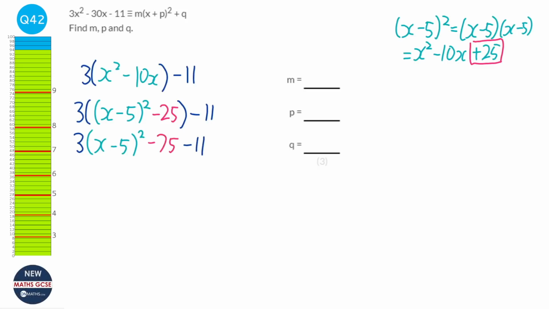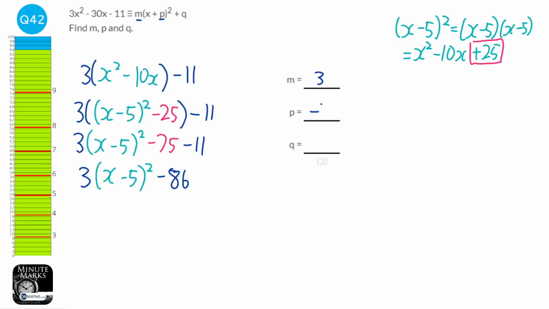Okay, and we're very, very close to finishing. All we need to do now is sort out the minus 75 and the minus 11. And when we subtract those two, we get minus 86. Now the m part is going to be 3. The p part inside the bracket is going to be minus 5. And the q part is going to be minus 86.